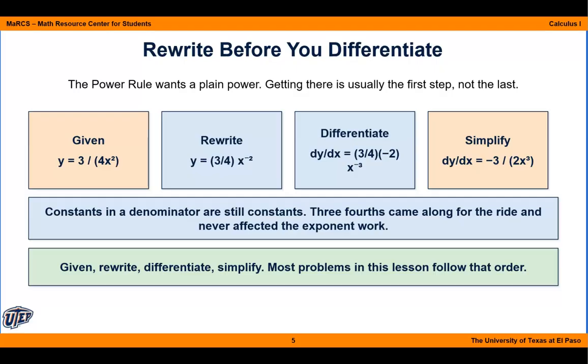The original function and its derivative are defined only for x not equal to 0. The pattern is this: rewrite, differentiate, and simplify. Rewriting is often the step that makes the rule visible.